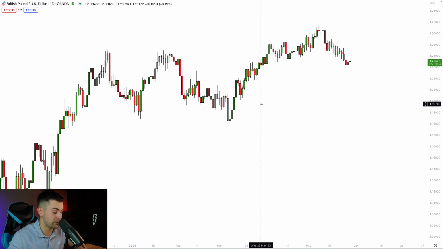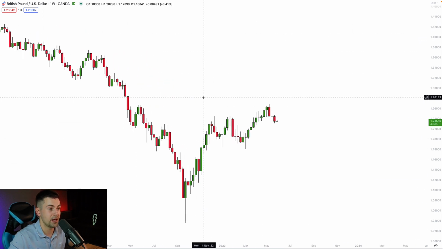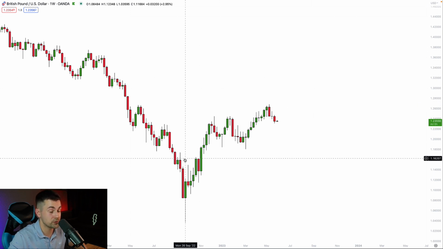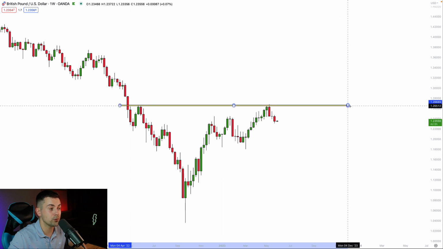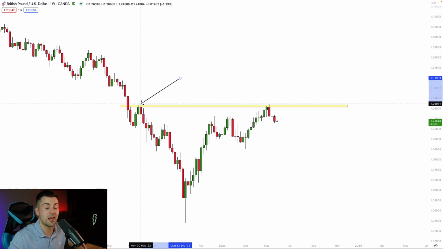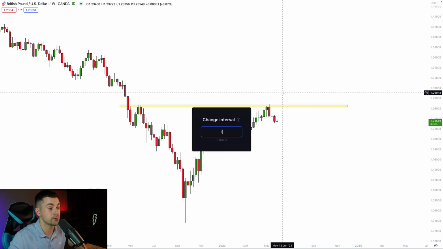So what really happened? If we open a weekly time frame and analyze the structure on the weekly, we can spot that pound dollar reached a very important weekly structure resistance. That was a weekly structure from where bears started to push.